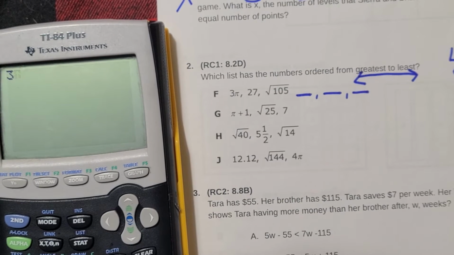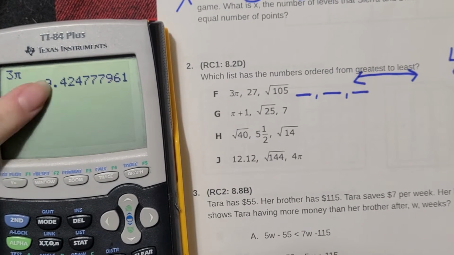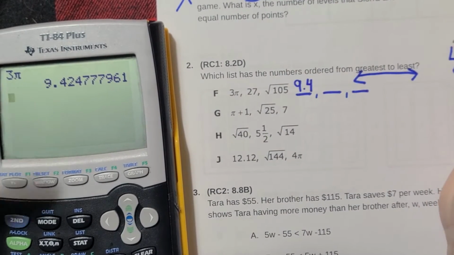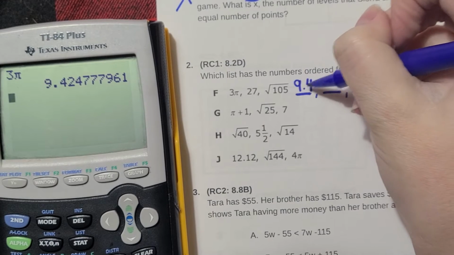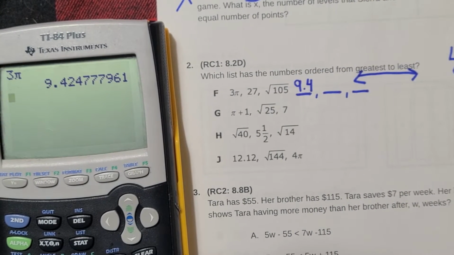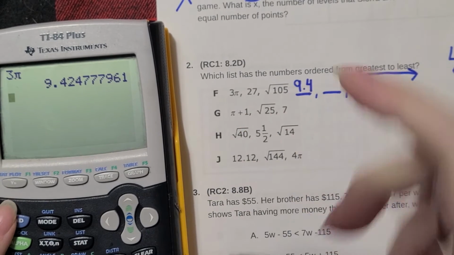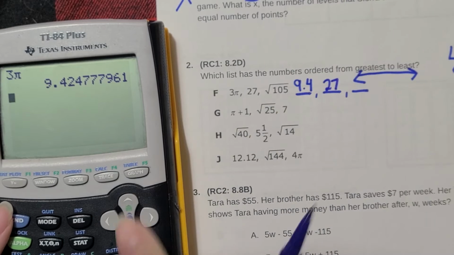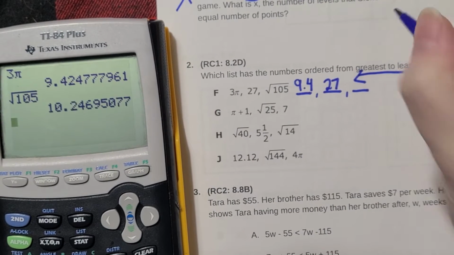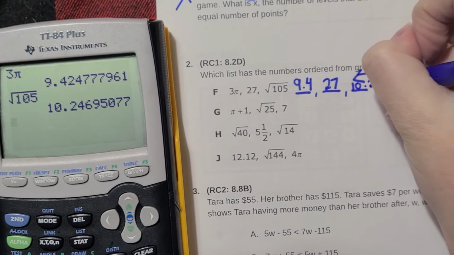3 pi is the same as 9.42477, yada, yada. I'm just going to call it 9.4. If another one of these happens to start with 9.4, then I'll go back and add a couple more digits, okay? Second one is just 27. And the third one, the square root of 105, is 10.2.